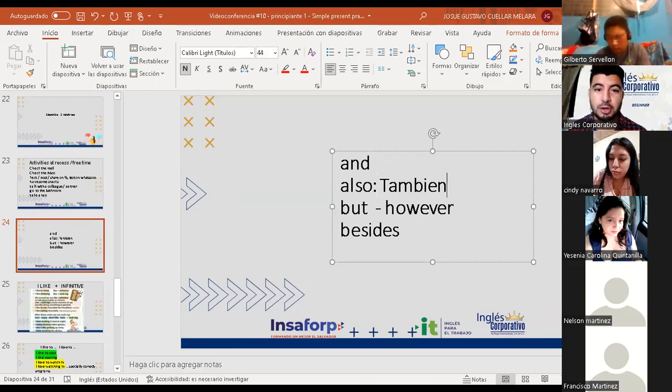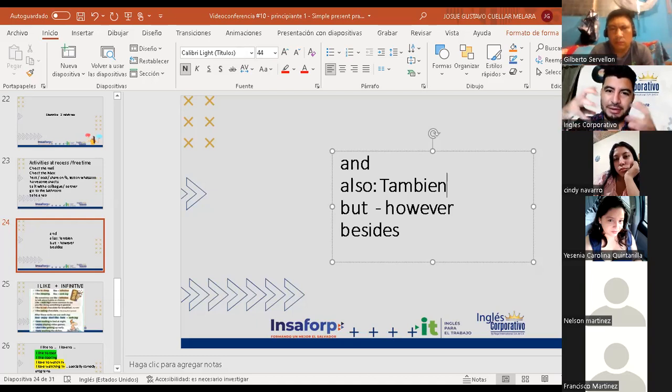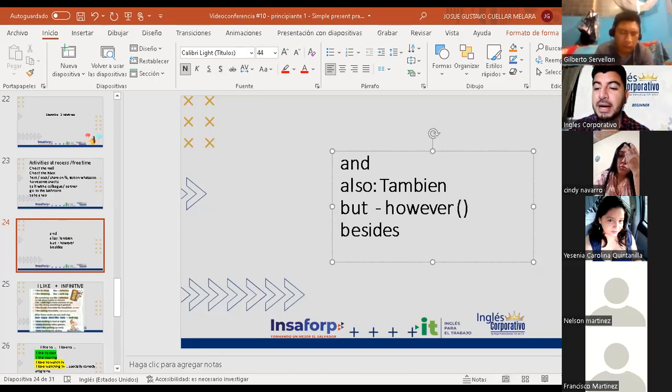Ok? Also. For example, you are describing a person, están describiendo a alguien. You can say, okay, my brother is thin, he's very tall, he's intelligent, and easygoing. Also, he is polite, ¿verdad? Entonces, ese also sirve para decir también. No solo van a decir and, sino que utilizan and y también utilizan also. Son conjunciones que nos ayudan a vincular palabras. I guess you have a lot of vocabulary, but these are linking words. Son palabras que enlazan y son las que necesitamos. But significa pero. Ya lo saben. However significa sin embargo.